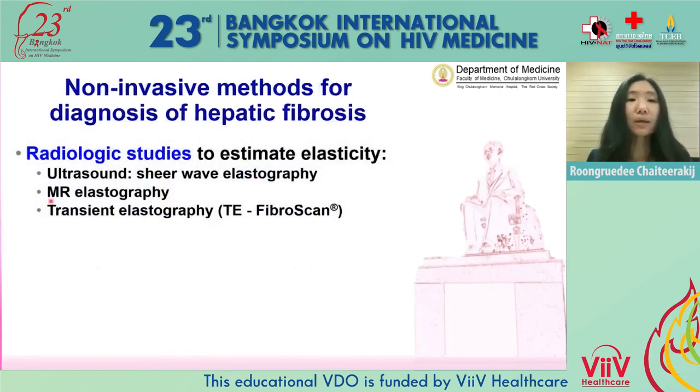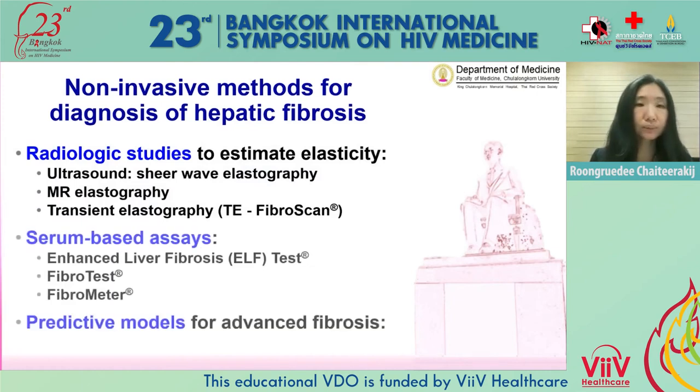Another method is MR elastography or FibroScan, as mentioned earlier, with which you can measure elasticity of the liver as well. Other non-invasive methods are serum-based assays. These are commercial assays, which are very expensive and not available in most hospitals. So the easier way is to calculate predictive clinical models for advanced fibrosis.